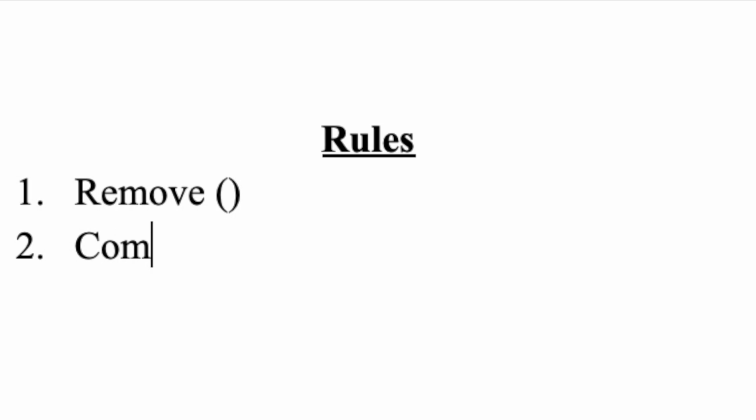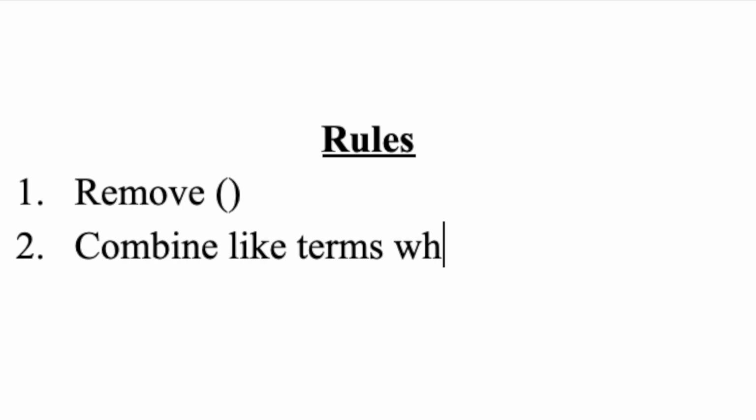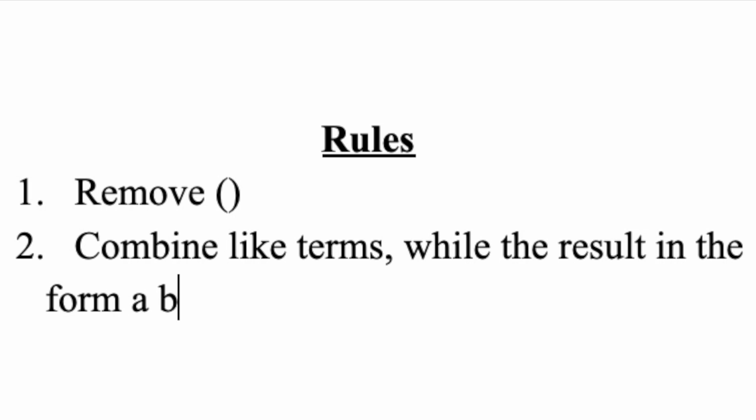Now let's start off with the rules of addition and subtraction of complex numbers. The first rule is to remove the parentheses. That's it. Second rule, combine like terms, putting the result in the form a plus bi. So any of this form is the rule for addition and subtraction.